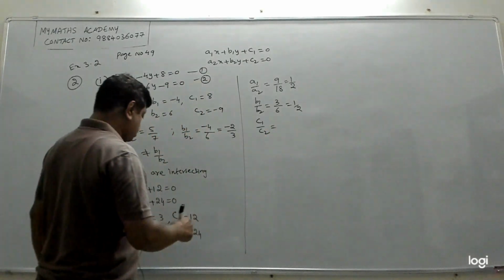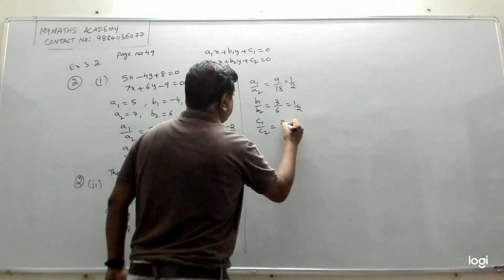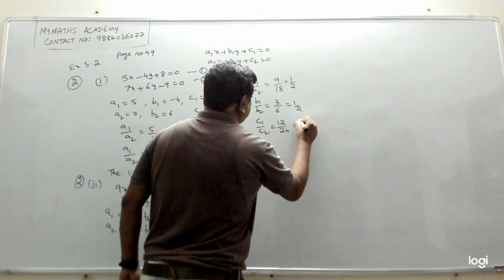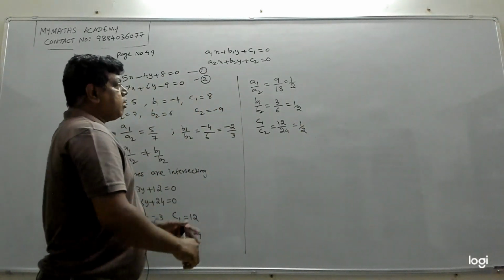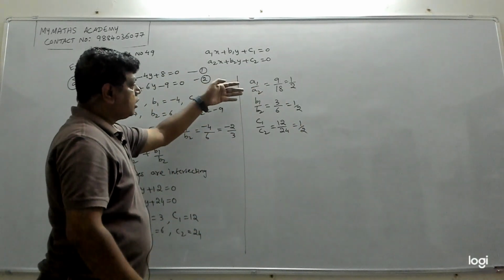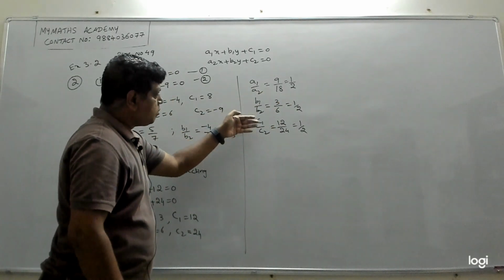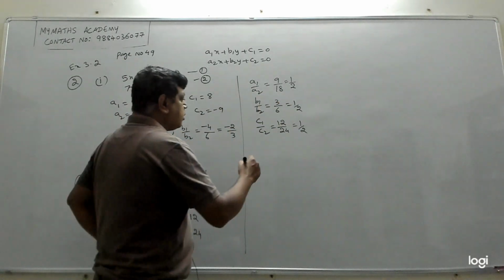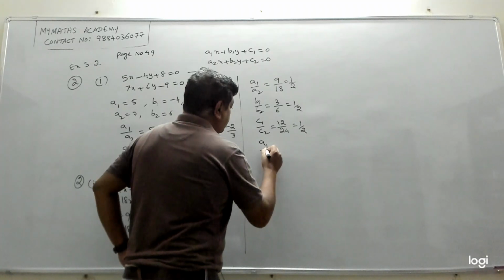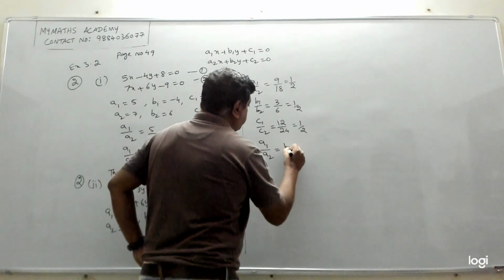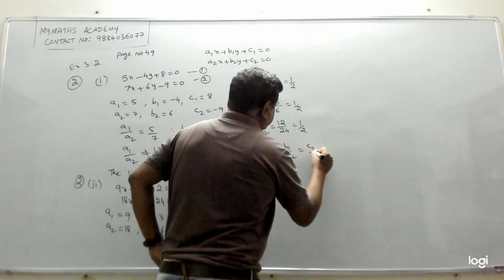What is c1 by c2? 12 by 24, that is also 1 by 2. Now what have we got? a1 by a2 is 1 by 2, b1 by b2 is 1 by 2, c1 by c2 is also 1 by 2. Therefore, all three ratios are equal: a1 by a2 equal to b1 by b2 equal to c1 by c2.